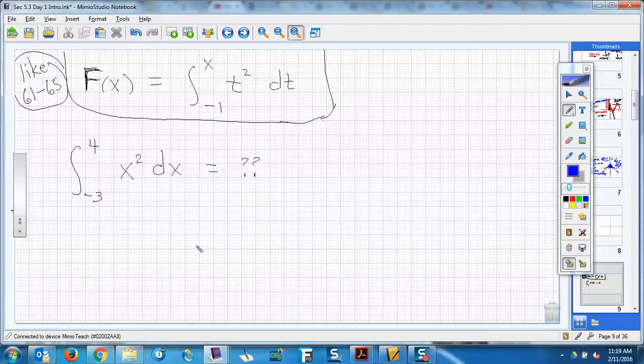You know how we called what we wrote down at the beginning of the day fundamental theorem part 1? Well, why would we call it part 1 if there's not a part 2, right? Or a part 3 or whatever. There is a part 2.